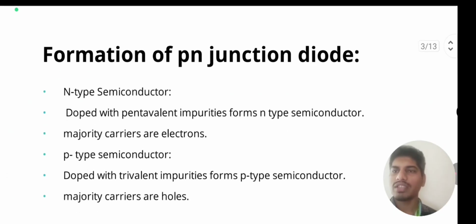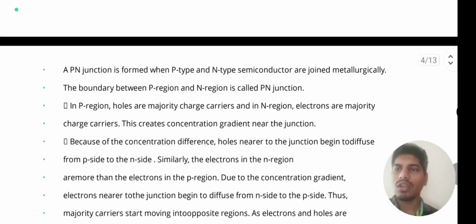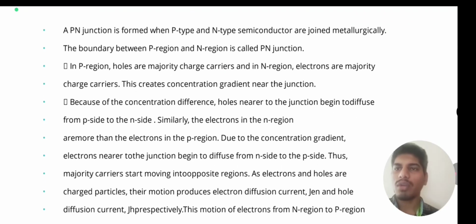Formation of PN junction diode. N-type semiconductor is formed by doping with pentavalent impurities. Majority carriers are electrons. P-type semiconductor is formed by doping with trivalent impurities. Majority carriers are holes. A PN junction is formed when P-type and N-type semiconductors are joined metallurgically.